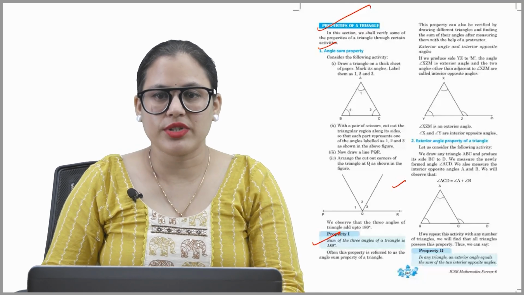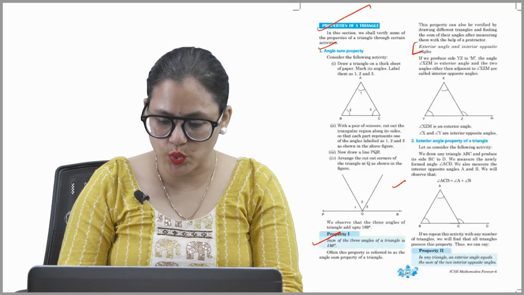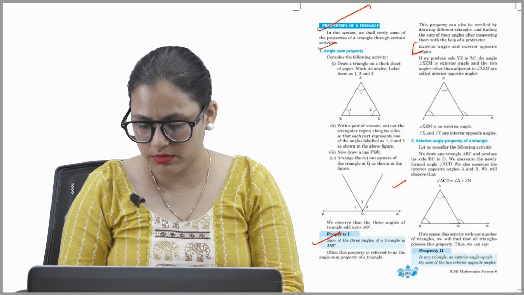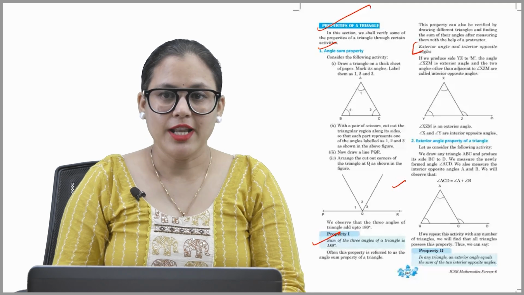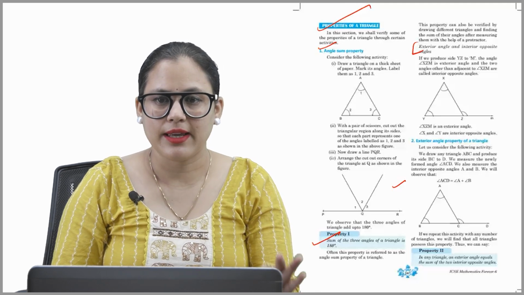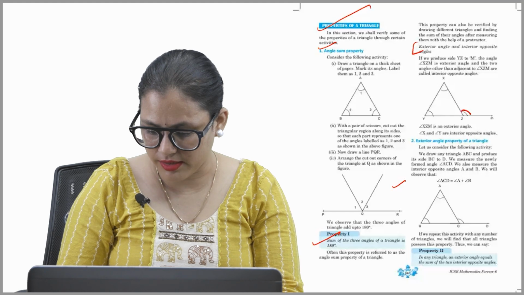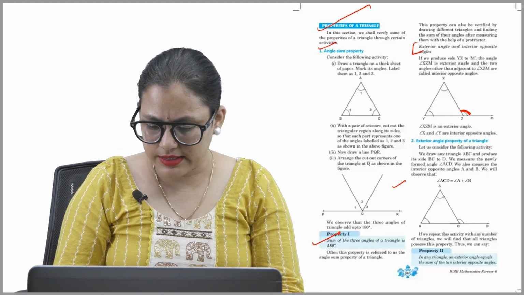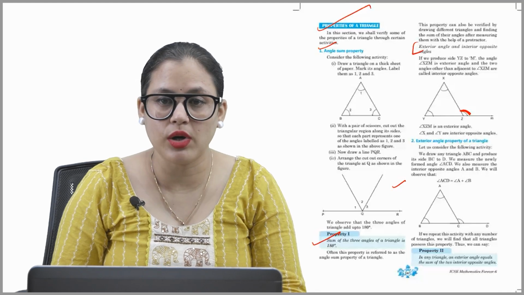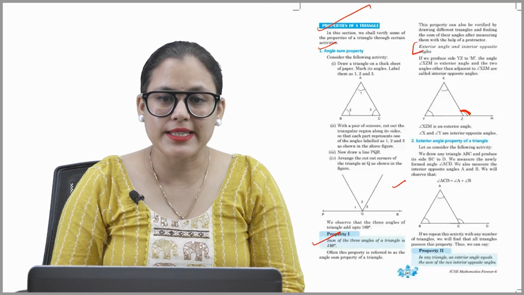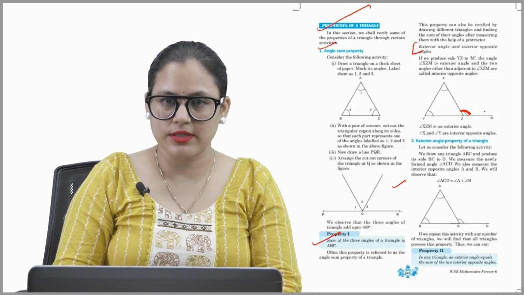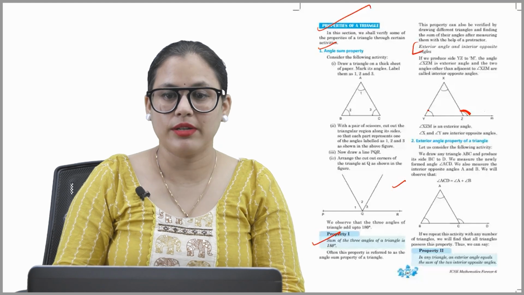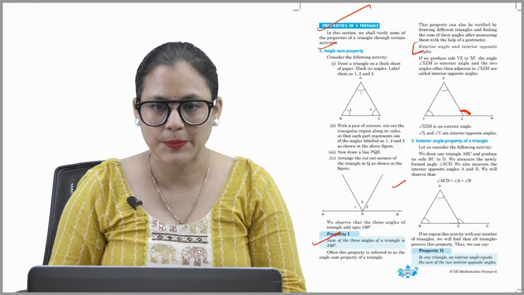Exterior angle and interior opposite angles. If we produce side YZ, we have produced the side YZ to M. Now the angle XZM is the exterior angle, and the 2 angles other than the adjacent one are called interior opposite angles. So XZM is an exterior angle, of course outside the triangle, and angle X and angle Y are interior opposite angles.